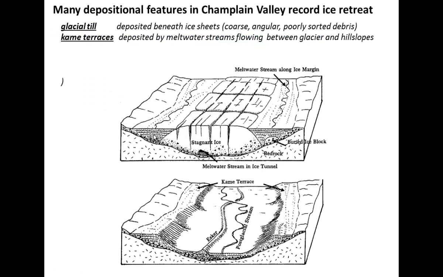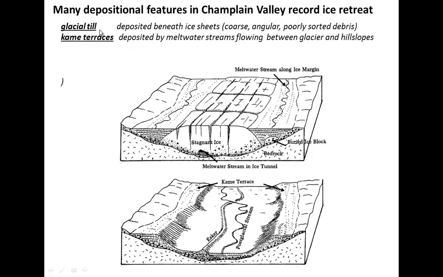So most of the landforms in the Champlain Valley relate to the retreat of glacial ice. And one really common feature is just glacial till. This is the coarse angular rubble that's deposited beneath glaciers as they advance or retreat. And this glacial till will often fill in pre-existing valleys. So we're going to see that Middlebury Gorge was probably filled with glacial till as the Laurentide ice sheet peeled back. And this glacial till can often then smooth out topography and fill it with till.